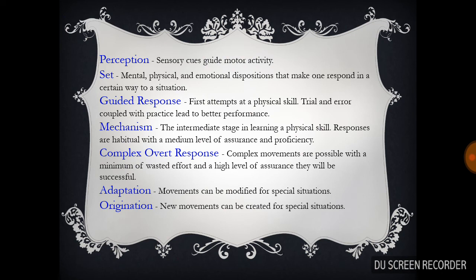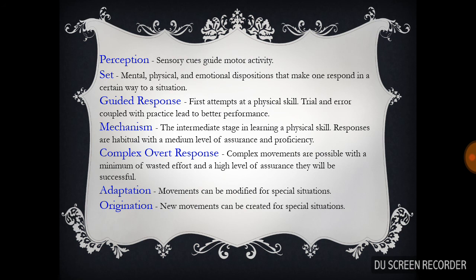Perception. This level involves the use of sense organs to obtain cues or stimuli to guide the motor activity. Then the second is set. Set basically refers to the readiness to take a particular type of action. It allows the person to respond in a certain way to a situation. Then guided response. This is concerned with the early stages in learning some complex skills. This is basically the stage of trial and error. The person tries and there are chances for some error in the performance.